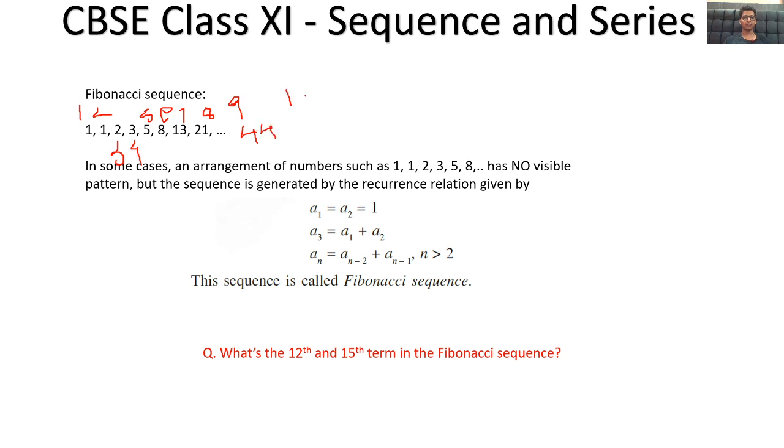This is called the first term. This is the second term. This is the third, this is the fourth term. The fifth term is 65. Next, the 11th term is going to be 109.